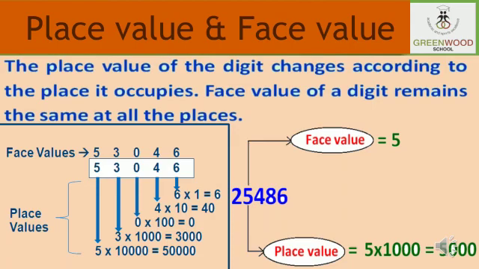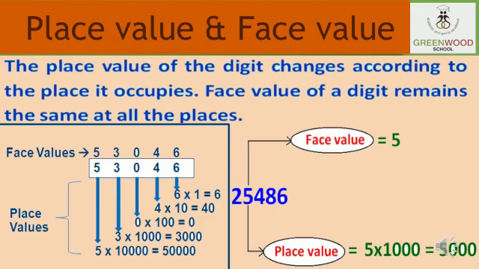The place value of a digit depends upon the place occupied by it in the number. The face value of a digit in any number is the digit itself. In this example, you can see that the same number is written in the face value. That is, 5's face value is 5, 3's face value is 3, 0's face value is 0, 4's face value is 4, and 6's face value is 6.